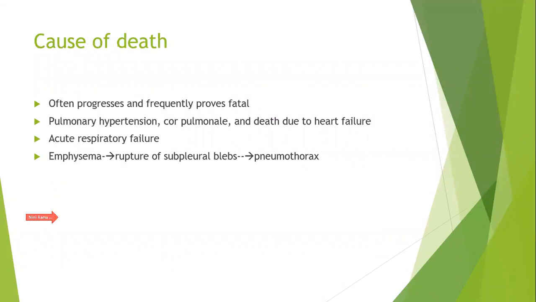Cause of death. Both chronic bronchitis and emphysema progress and the patient gets progressively worse, and frequently it ends up being fatal. And the cause of death usually, I told you that there can be pulmonary hypertension. So pulmonary hypertension can cause cor pulmonale, which is heart failure due to lung pathology, and the death can be due to heart failure. There can be acute respiratory failure, and if the patient is emphysematous, then I told you there can be subpleural blebs. So these subpleural blebs can rupture, and the patient can get pneumothorax and pass away.